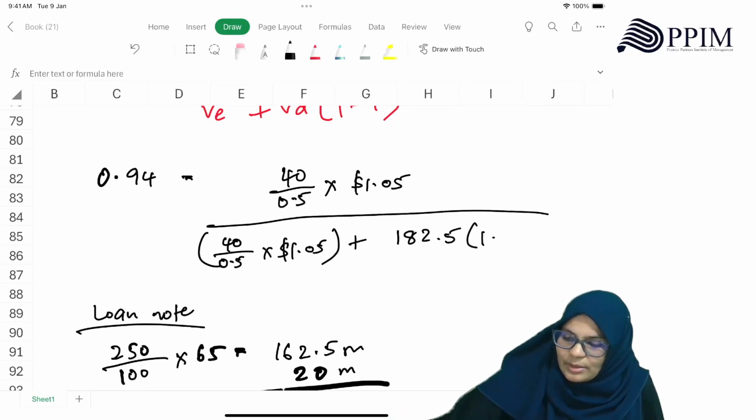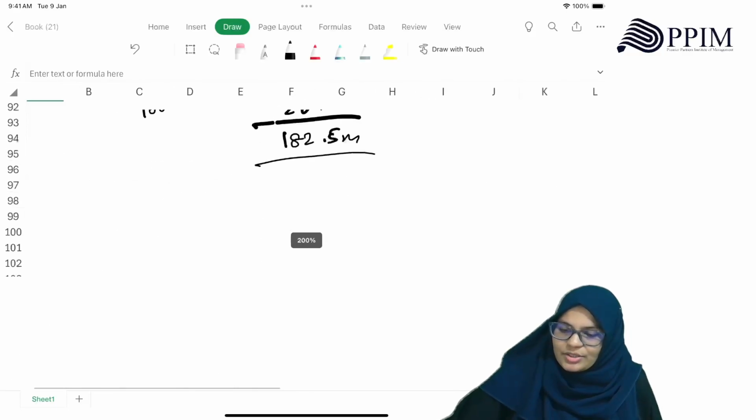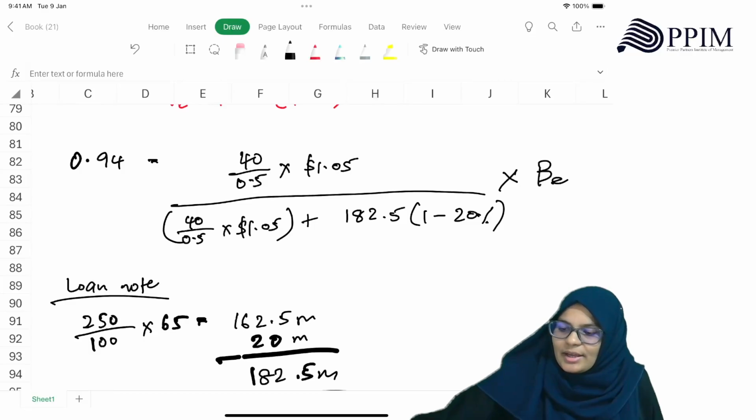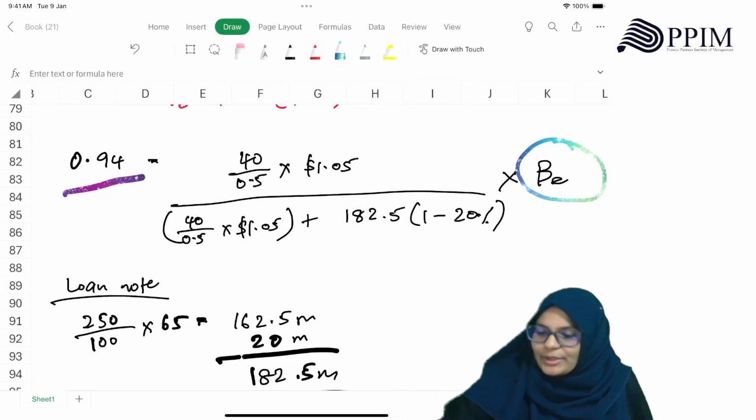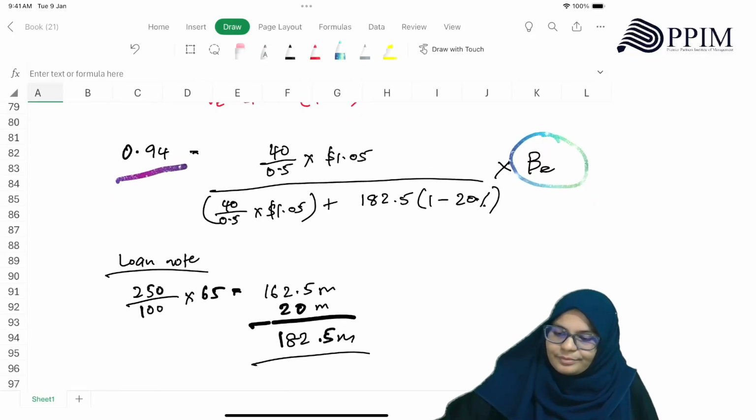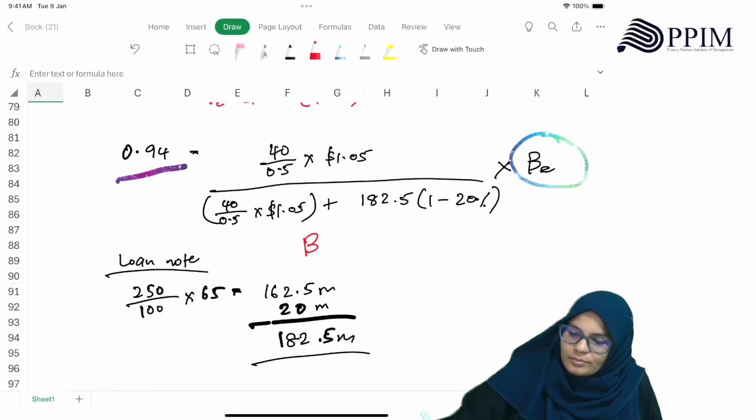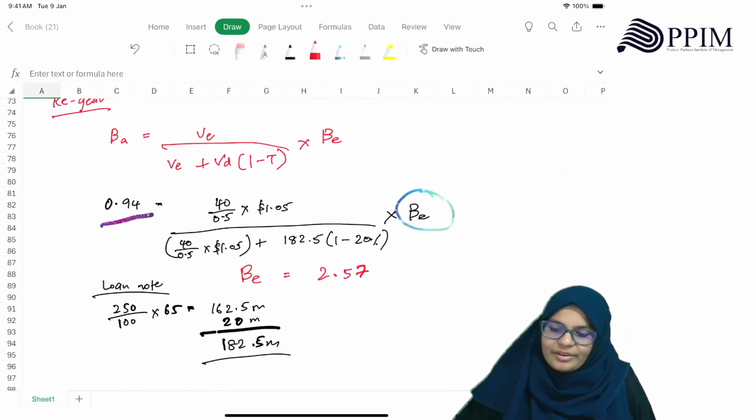Don't forget 1 minus 20%. That should be multiplied by the beta equity figure. Now you have to work backwards because we need to find this beta equity figure. Beta asset is already there. So what you can do is first put the entire fraction into your calculator, get that answer, and then take 0.94 and divide it by that answer. You'll get beta equity. Okay. So you should get beta equity as 2.57.